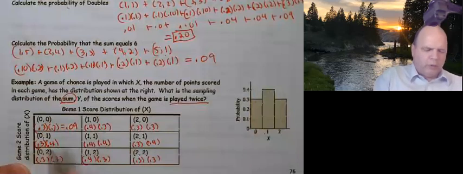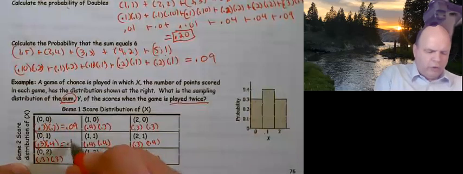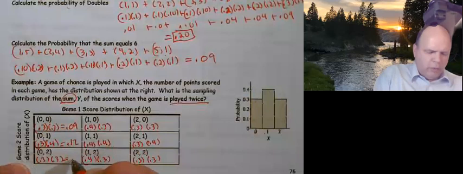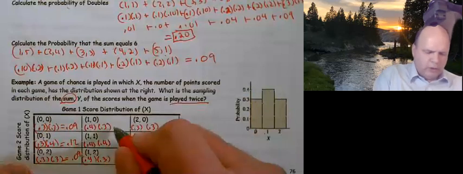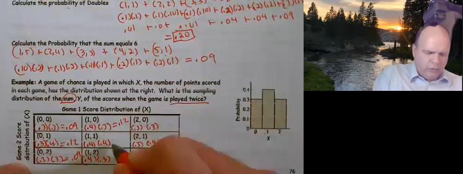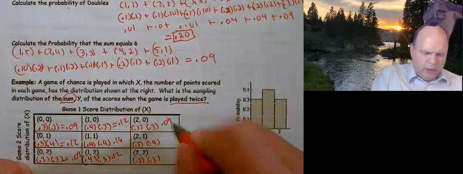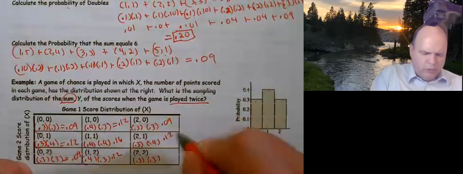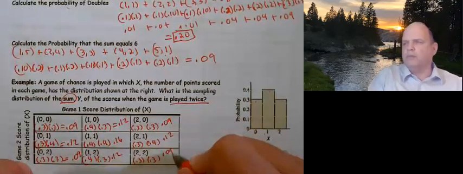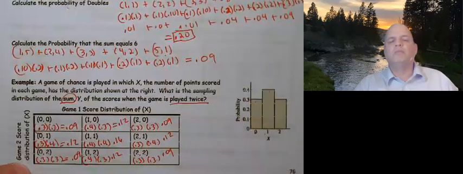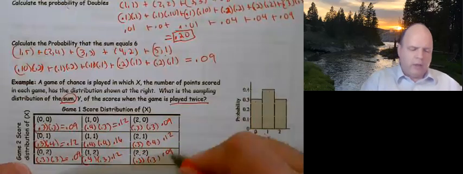0.3 times 0.4, 0.12, 0.09, 0.12, 0.16, 0.12, 0.09, 0.12, 0.09. That does not look like an 09.